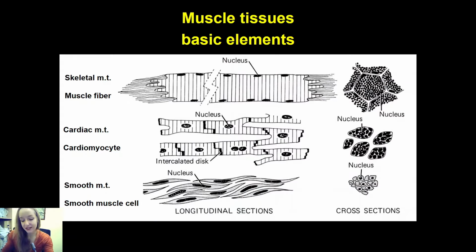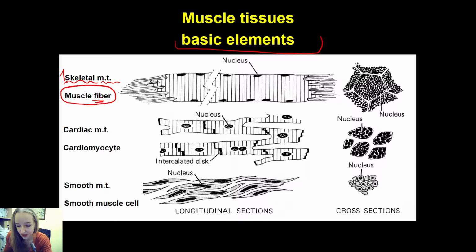We have three basic types of muscle tissue. In this picture we can see the basic units of these basic types of muscle tissue, the muscle elements. First, the striated skeletal muscle. So we're going to describe this type of muscle tissue first, and the basic unit is a muscle fiber. Basic unit of skeletal muscle tissue is a muscle fiber.